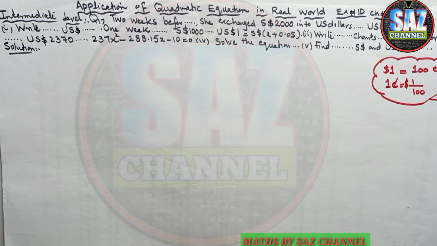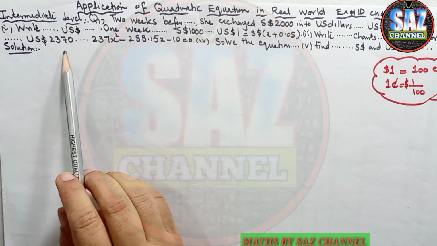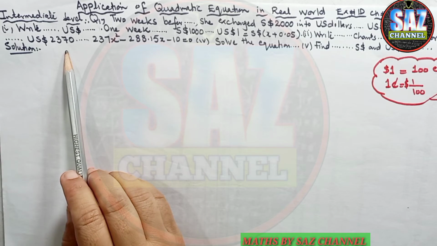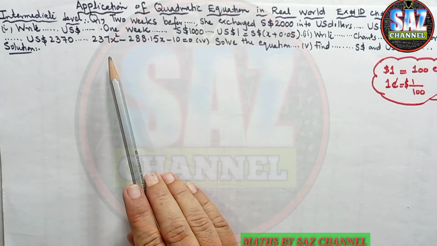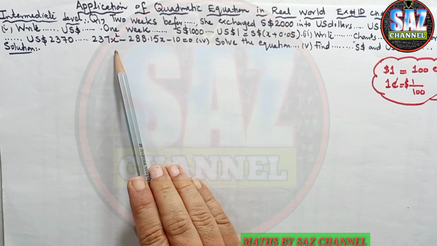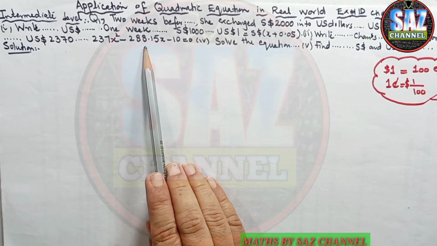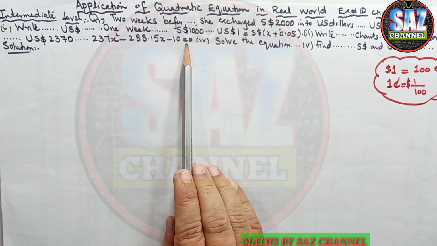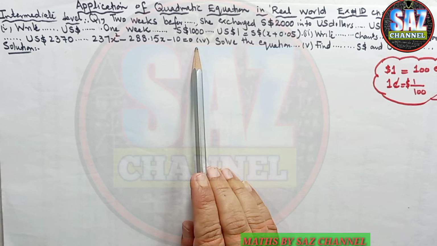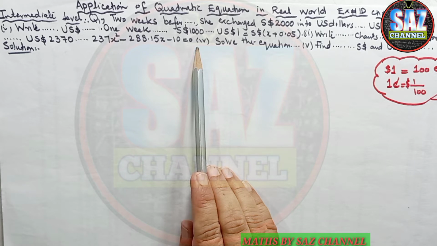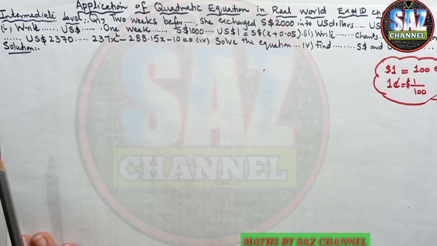In the third part, the question says if Nora received a total of $2,370 from the two money exchange, formulate an equation and show that it reduces to 237x square minus 288.15x minus 10 equals to 0, giving both answers correct to 2 decimal places, and find the exchange rate between Singaporean dollars and US dollars offered by Chan's money exchange. Let's move to the solution of question.